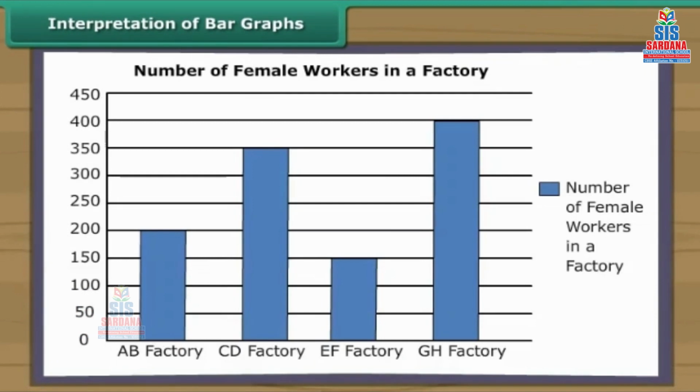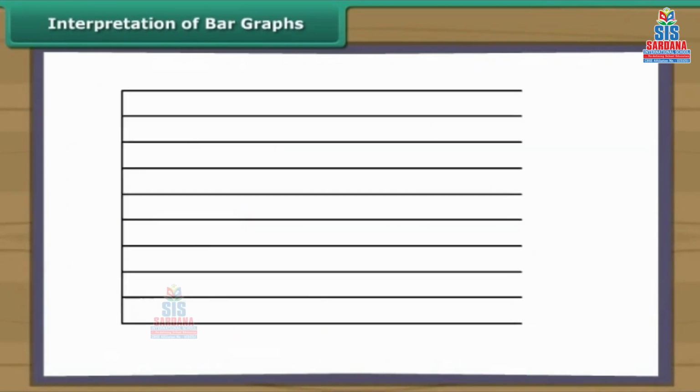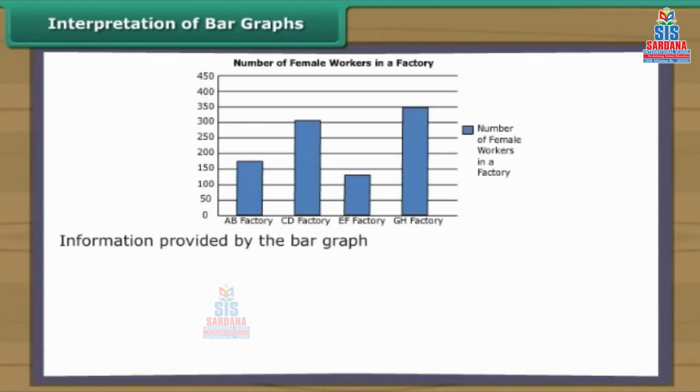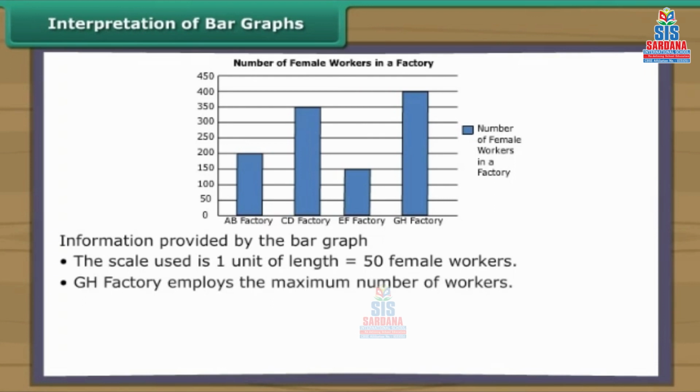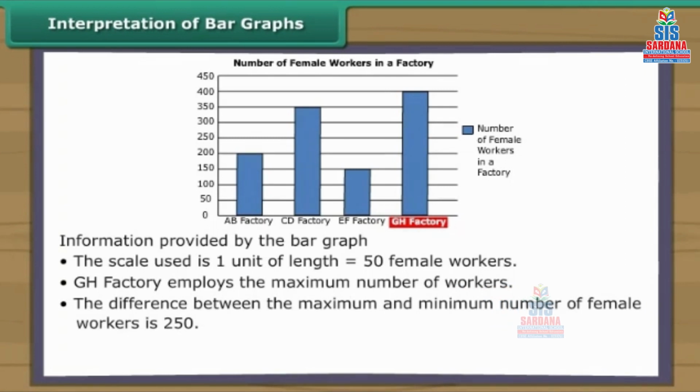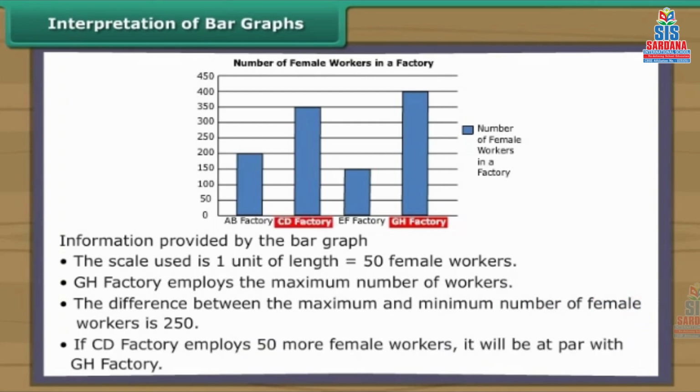It shows details of female workers in a factory. It is clear from the bar graph that the scale used is 1 unit of length is equal to 50 female workers. GH factory employs the maximum number of workers. The difference between the maximum and minimum number of female workers is 250. If CD factory employs 50 more female workers, it will be at par with GH factory.